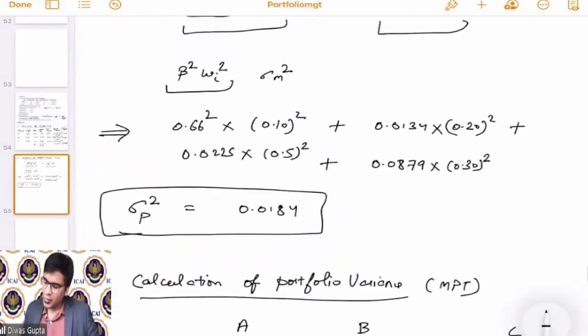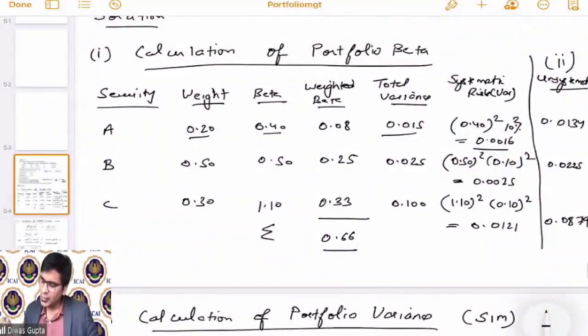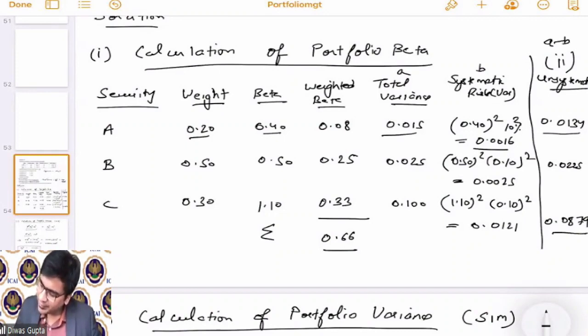okay, just let me go back to the first part. So Namita is asking how do we calculate this 0.0134, 0.0879 figure. So Namita, what we have done is, see, this is A and this is B. Here we have done total variance minus systematic variance. So 0.015 minus 0.0016. It comes as 0.0134. Okay, Namita? So this minus this number.